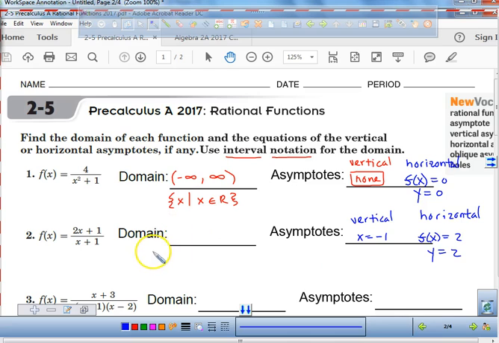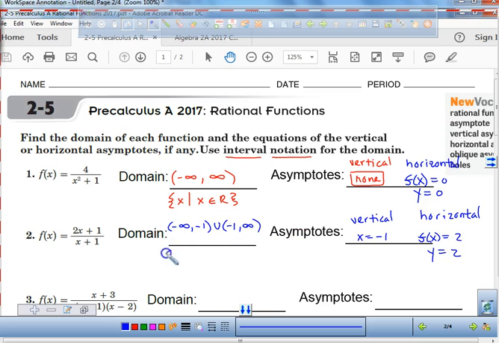So we go from what? We go from negative infinity to what number? To a -1. We remember soft bracket, and you put union with -1 to infinity.